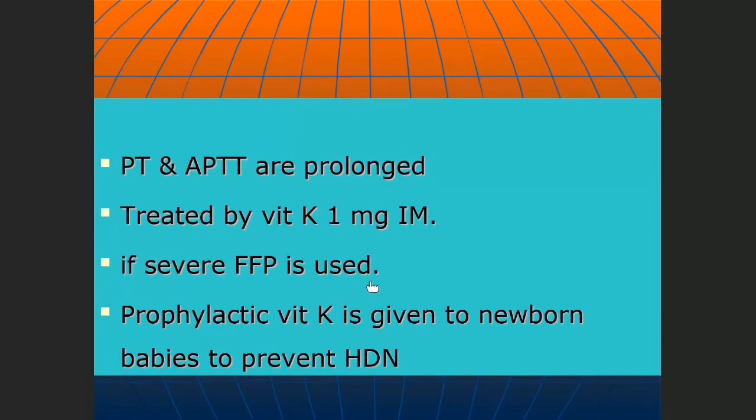To prevent hemorrhagic disease of the newborn, all newborn babies are given 1 milligram vitamin K as prophylaxis. Okay, vitamin K is given to all newborn babies as a prophylactic measure against hemorrhagic disease of the newborn.